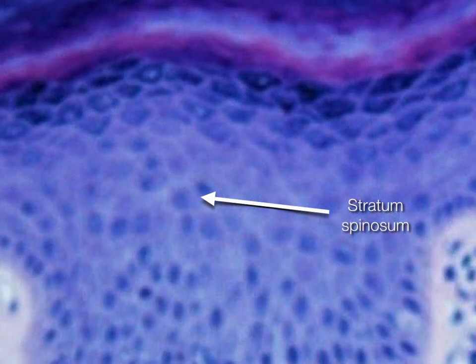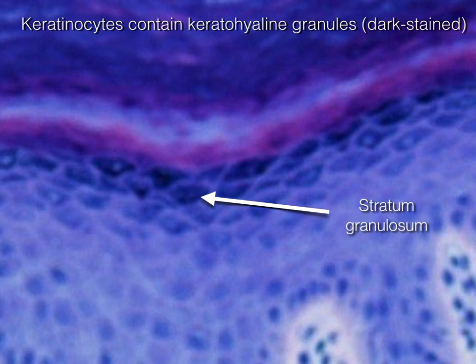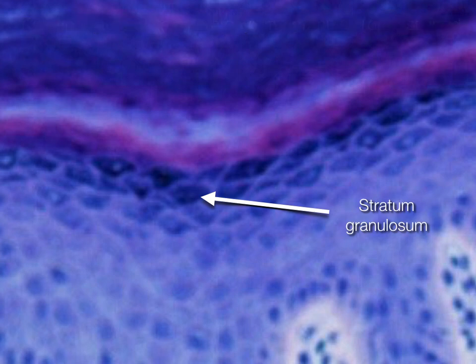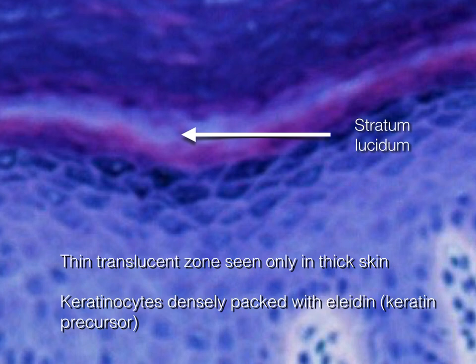Right above the Stratum Spinosum is the dark staining layer known as the Stratum Granulosum. The keratinocytes here are dark staining because they contain keratohyalin granules. The next layer is the Stratum Lucidum. This is a thin translucent zone seen only in thick skin. The keratinocytes are densely packed with a protein called eleidin, a precursor for keratin.